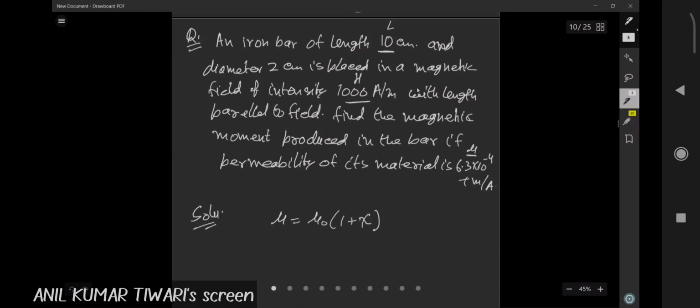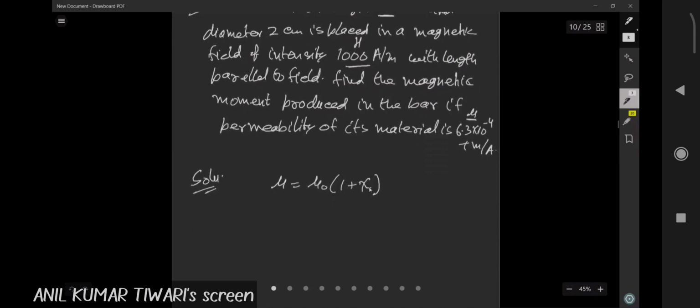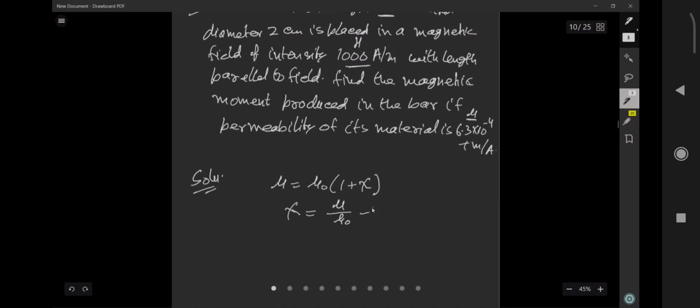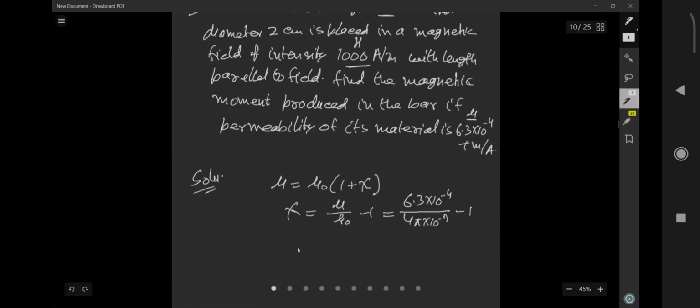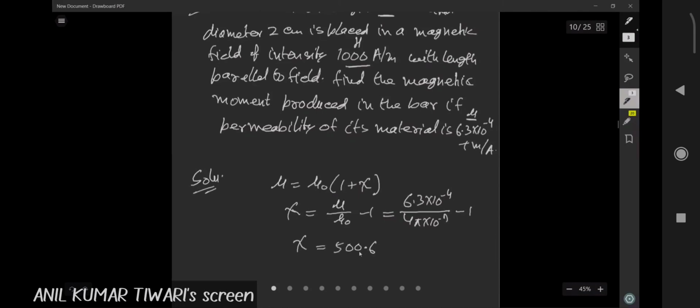Find the magnetic moment produced. So I have to calculate here the magnetic moment. For the magnetic moment, this time it will be a little lengthier, because first of all, I have to calculate the chi. And this was mu by mu naught minus 1. So mu, 6.3 into 10 to the power minus 4, is already given. Mu naught will be 4 pi into 10 to the power minus 7, minus 1. We have to get a value of chi from here. 500.6 will come.